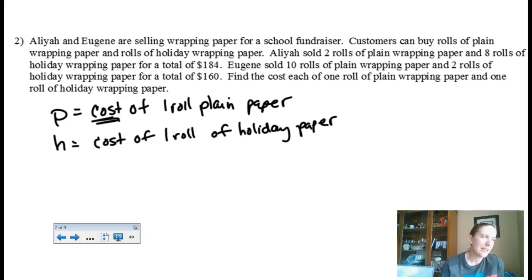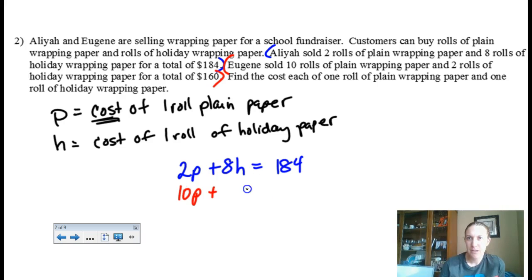All right, so just like in the last example, we are going to see a linear equation for each person, basically. So Aaliyah, she's going to be one equation on her own, $184 total, 2 plain, 8 holiday. So 2 plain, 8 holiday, total of 184. And then Eugene, same issue, he's going to be his own equation. So 10 plain, 2 holiday, for a total of 160.